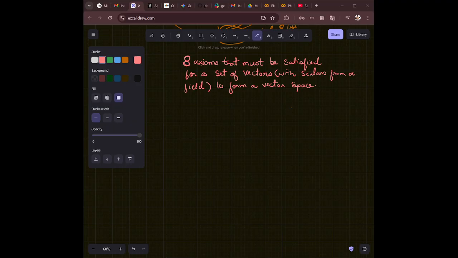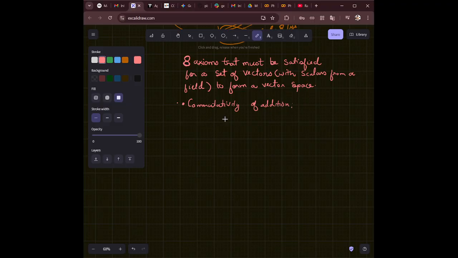So the first axiom is the addition axiom. There are four of them for addition, four for multiplication, and one is identity. In some books you must have seen 10 axioms, but basically we compress it to eight axioms because two of them are redundant. The first one is commutativity of addition.